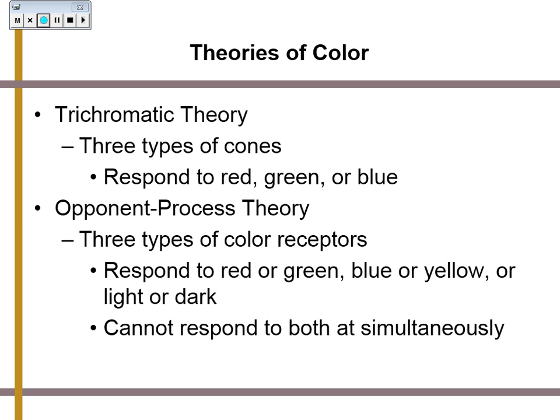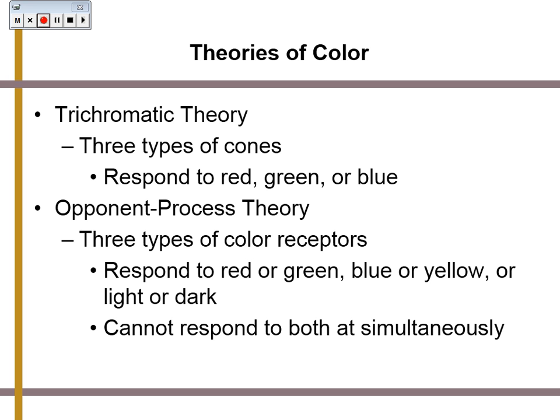Now, trichromatic and opponent process. We're starting to get theories again. This is literally the theory of how we see color. There's two theories on how we see color. The first one is called the trichromatic theory. What's the key word in trichromatic? Tri, which means what? Three. The trichromatic theory literally says we only see three colors, red, green, and blue.